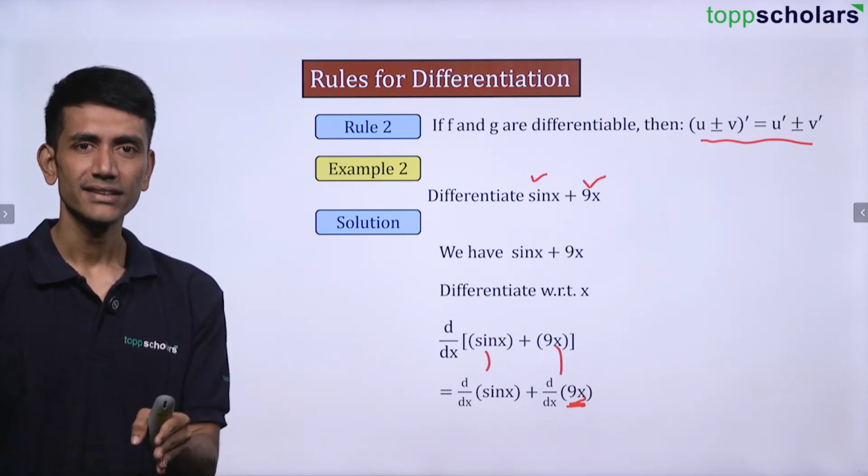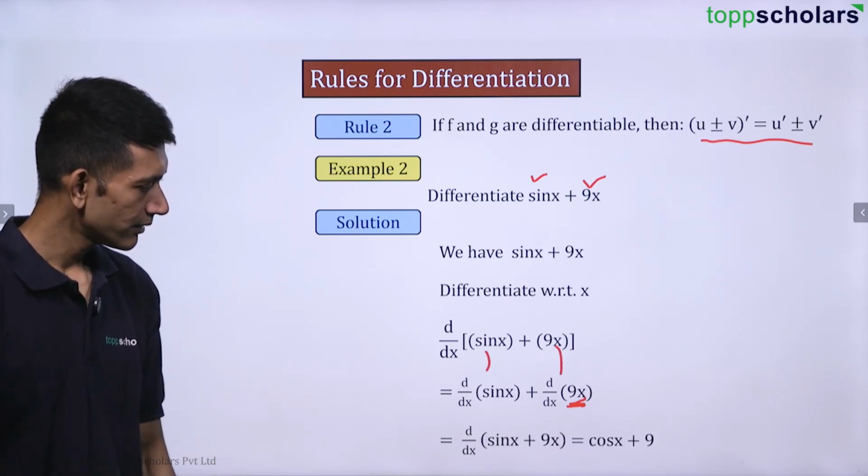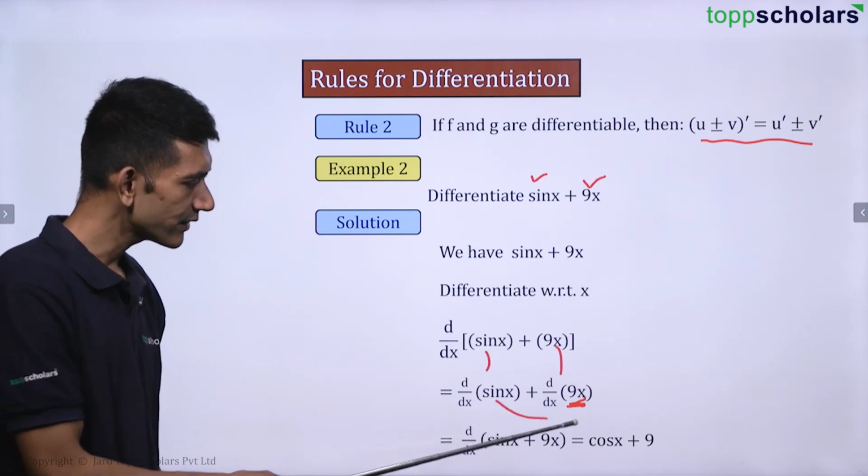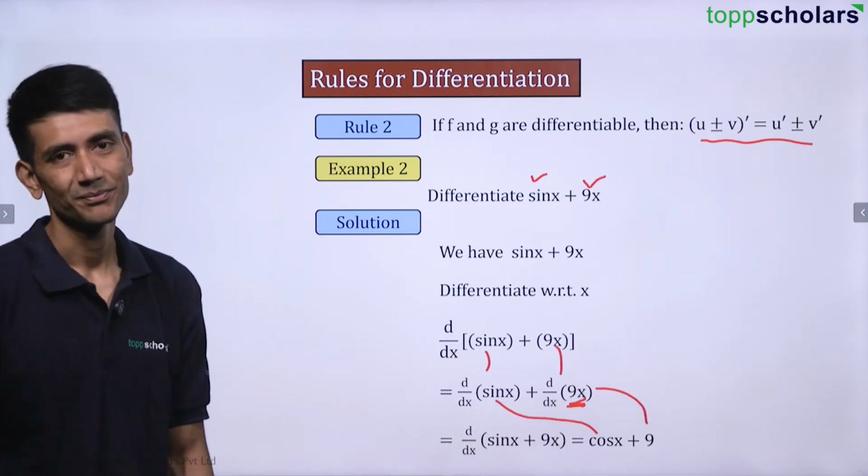Derivative of 8x is 8. Correct? So yes, that's it. So sin x derivative is cos x. 9x derivative is 9. Simple.